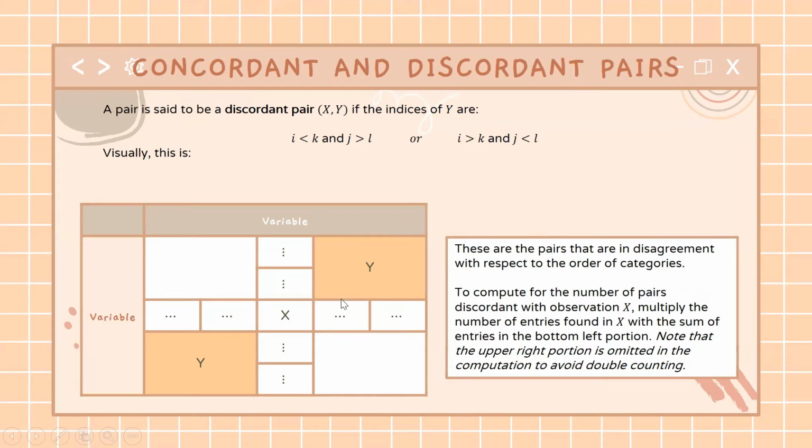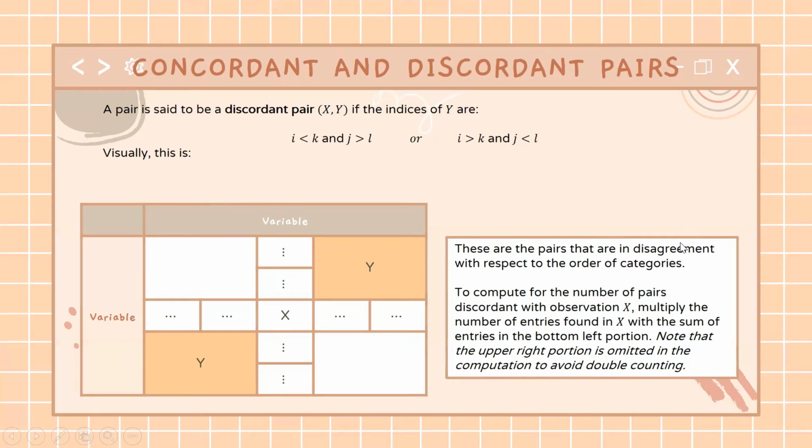What we mean by this is, kung titignan natin tong portion na to, the portion that is above and to the right of x, for one variable, the frequencies here belong to categories that are higher than the category of x. And for the other variable naman, lower siya than x, kaya siya in disagreement. And for the other portion naman, dito, for one variable, higher siya than x. For the other variable, yung categories na kinabibilangan niya ay lower than x. That's what we mean by disagreement with respect to the order of categories.